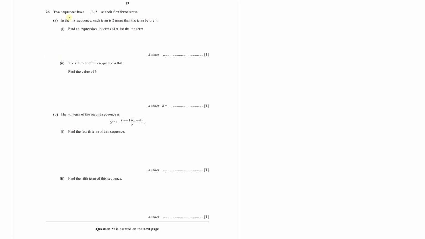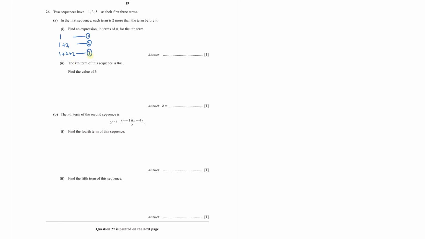So question 26: two sequences have 1, 3, 5 as their first three terms. In the first sequence, each term is 2 more than the term before it. So that means your first term is 1, and then your second term is 1 plus 2. Your third term would be 1 plus 2, which was your previous term, and then you add another 2 to get your third term. So you see a pattern here where you add 2 to get the next term, and the number of times you add 2 is 1 less than the term number.